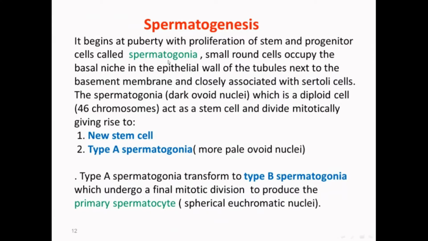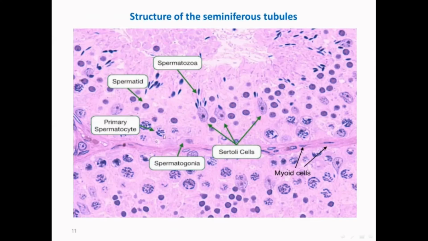The spermatogonia is small and round with a dark oval nucleus that is located, if we go back here we see it, located at the basal corner within the epithelial wall. So the spermatogonia is in a basal location.